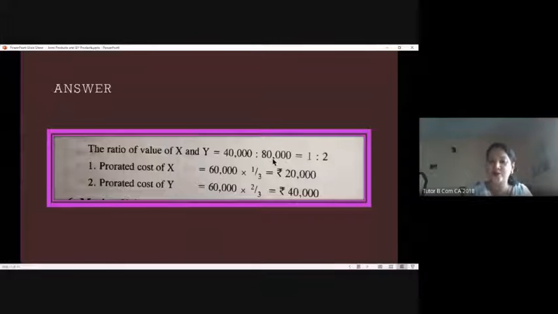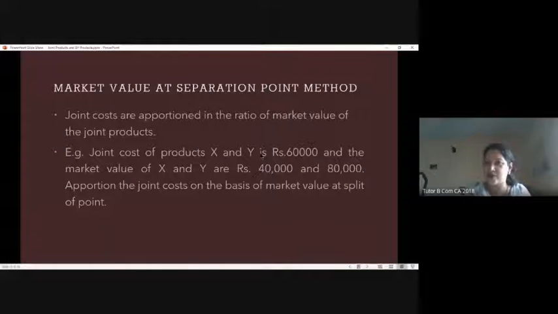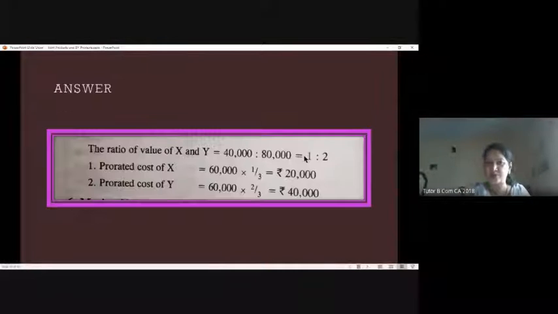Now we know that in the question the joint cost of X and Y is given as 60,000 rupees. So this is the amount which we have to apportion between X and Y. When we are apportioning, it's very simple. That's just 60,000 into 1/3. Now how did I get 1/3? It's just from this ratio. If I'm not minimizing, it would be 40/120. So it will be 60,000 into 1/3. The apportioned cost of X would be 20,000 and the apportioned cost of Y similarly would be 40,000.